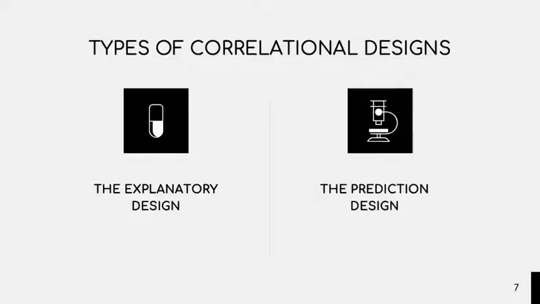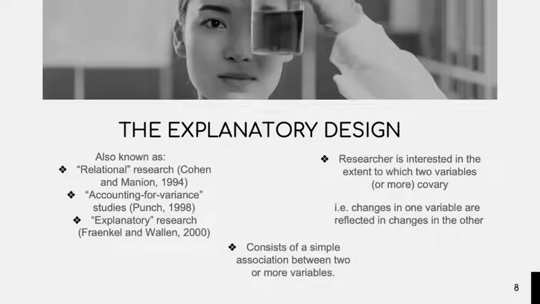So we're moving on to the next subtopic, which are primary types of correlational designs. We have two: explanatory design and prediction design. The explanatory design is also known by various authors as relational research, accounting for variance studies, and explanatory research. Because one basic objective of this form of correlational research is to explain the association between or among variables, we use the term explanatory research.